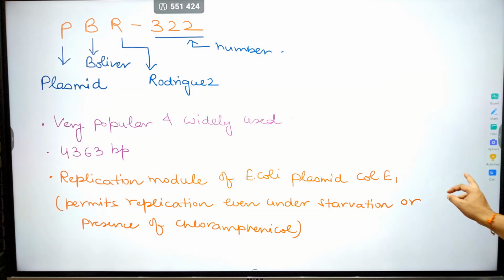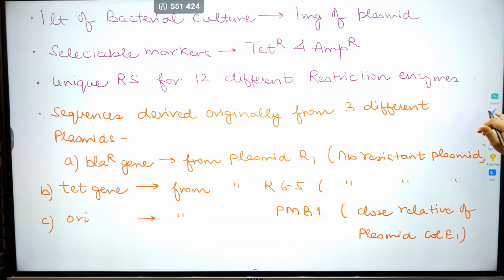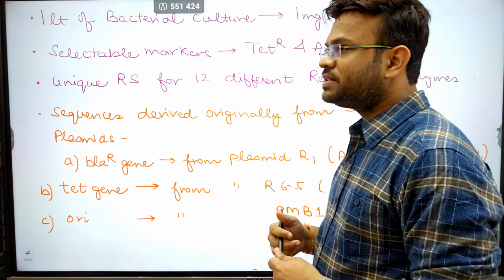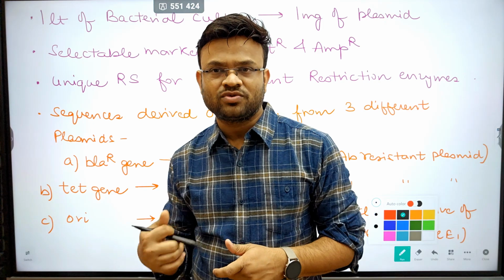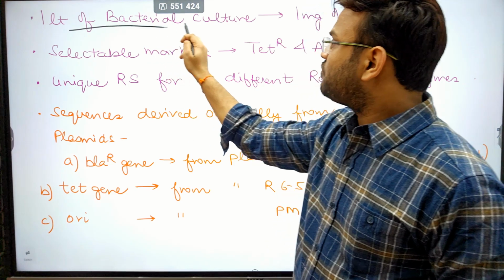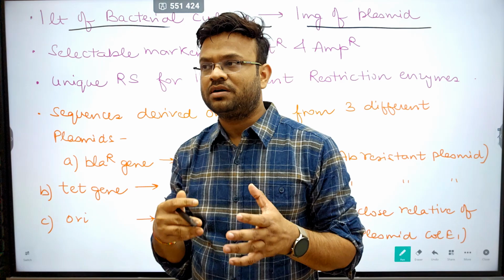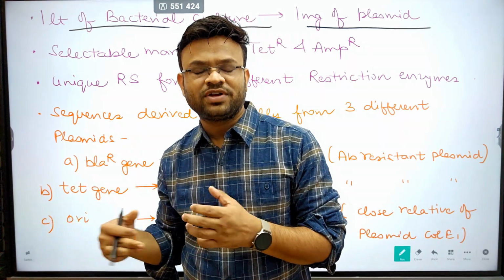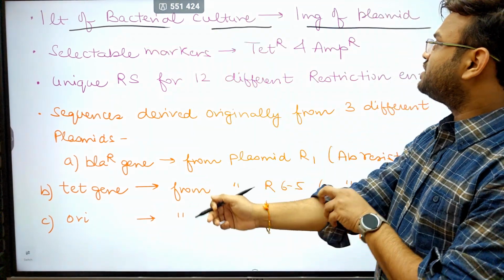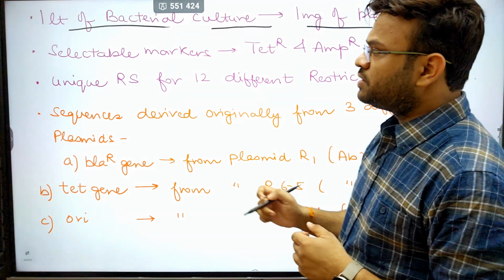Okay. Now, let us move further. So, 1 liter of bacterial culture. Let me focus upon this particular point: why is the replication module of ColE1 so important? Because it is providing us that 1 liter of bacterial culture would provide 1 mg of plasmid, even in the starvation condition. Even if the bacteria is under starvation condition, 1 liter of bacterial culture would lead to the production of 1 milligram of plasmid. Now, this is an important thing.